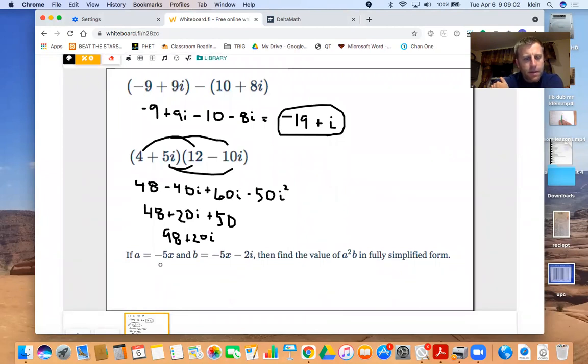this one. They're giving an A and a B, and then they're saying find the value of A squared B in fully simplified form. So we're going to do A squared, so negative 5x gets squared. Make sure you put that in parentheses and square it because you've got to square the whole thing. And then times B, which B is this, negative 5x minus 2i.